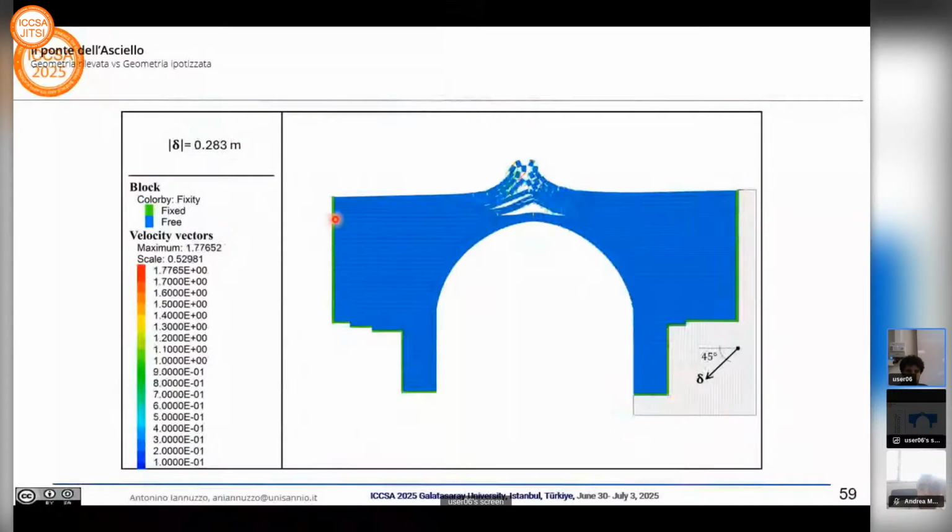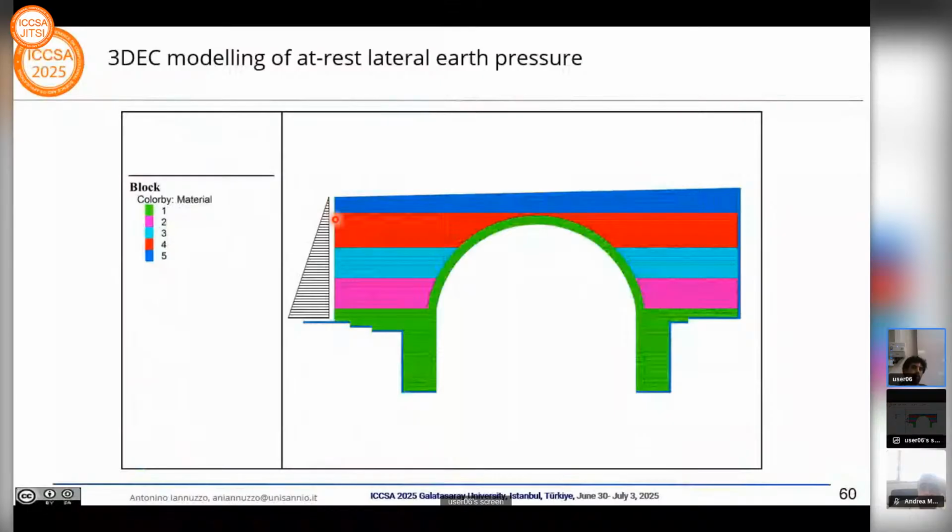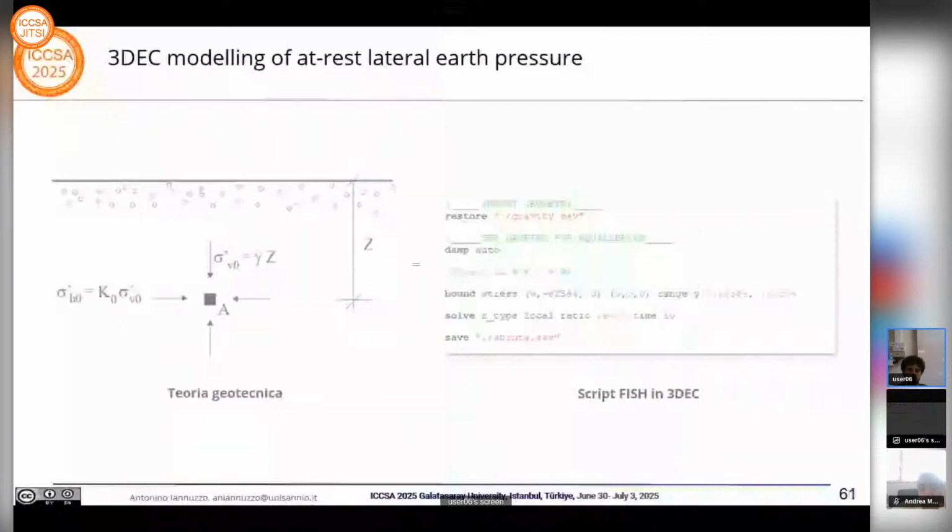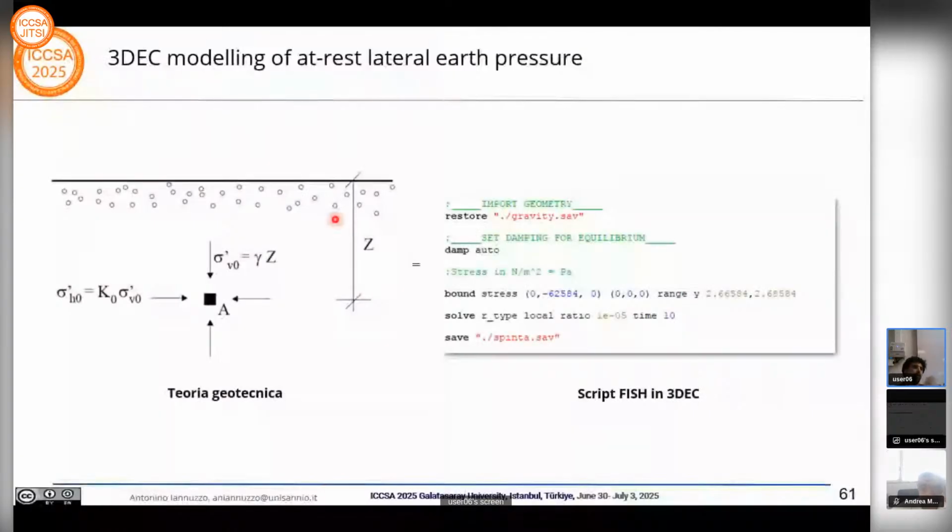Here is an overview of what happened at the first step of the analysis. We decided to remove the boundary condition on the left and place an additional load simulating the rest lateral pressure of the earth, which was calculated according to this equation. It was implemented in 3DEC, and we were able to track the interfaces and apply this pressure at each step, in order to take into account the action of the earth.